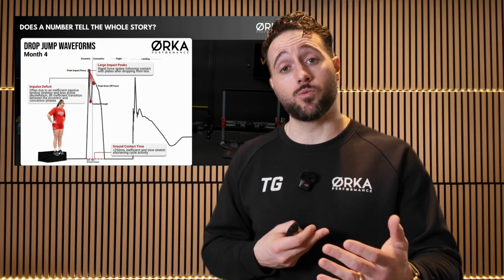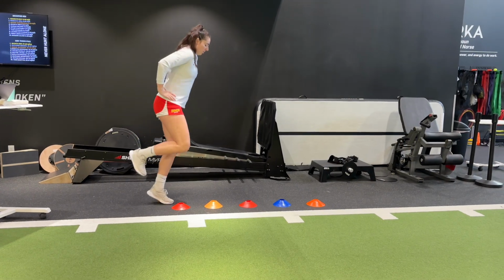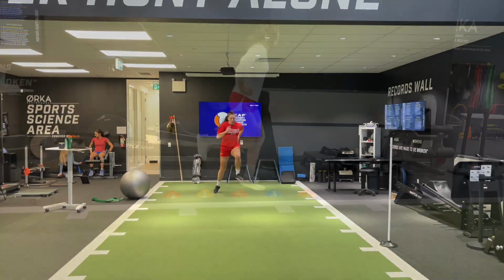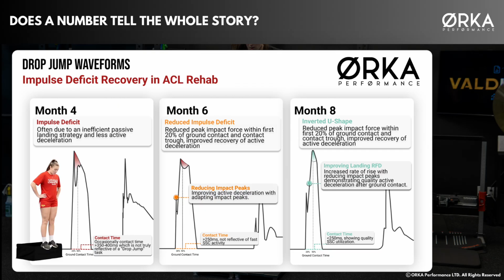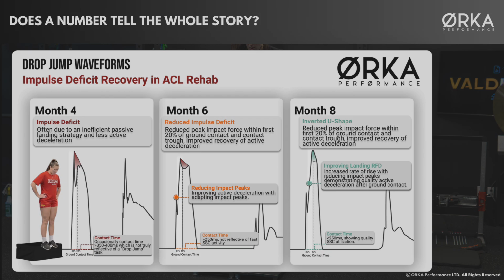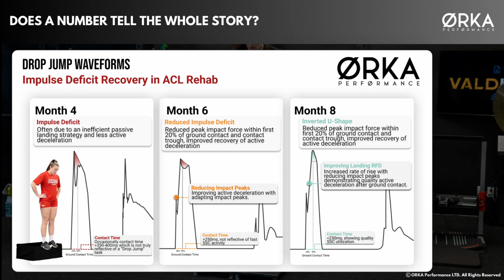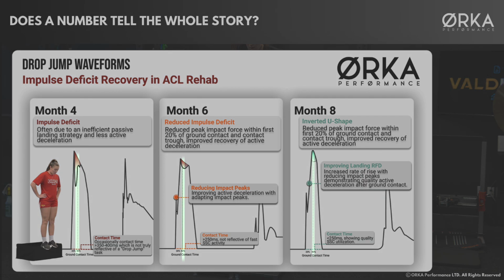And what we want to see as we bring our athletes through the rehab process, if we're giving them the right stimulus, they're getting the adaptations and they're improving stretch shortening cycle function, is we actually want to see this impulse deficit recover month over month. So what we see here at month 6 and month 8 is a reduced peak impact force within that first 20% of ground contact. So that big initial peak impact spike starts to reduce. We start to see improved recovery of active deceleration. So probably a little bit better balance between passive landing and active deceleration.